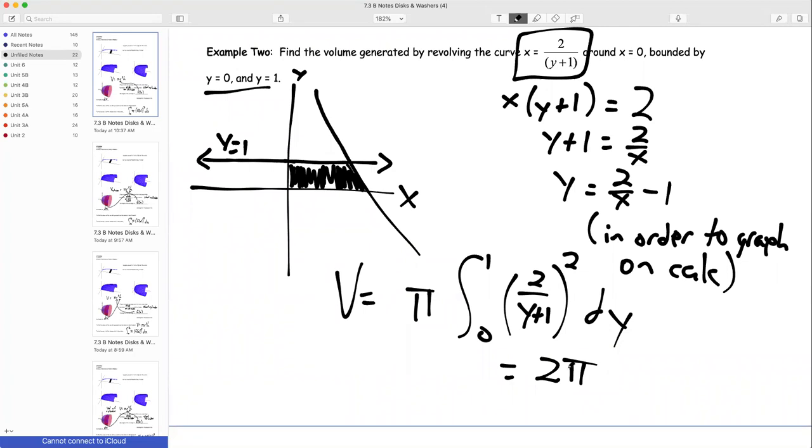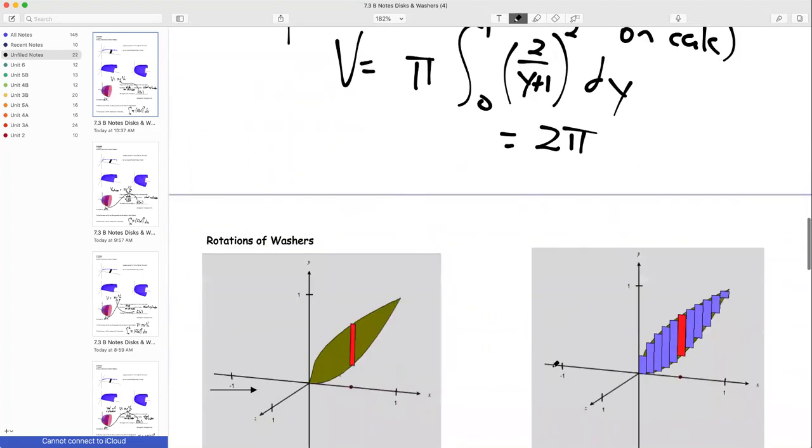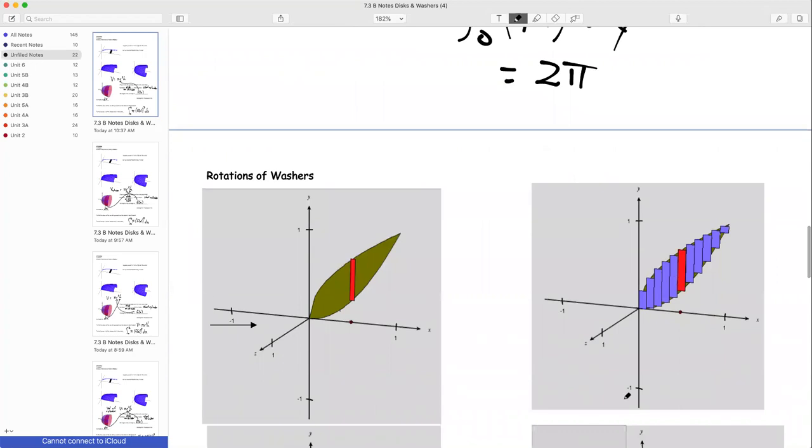Okay, let's look at the next page and talk about washers. And of course, a student asked me, what's a washer, Newhouse? And I'm like, something you put your dirty clothes in, right? I mean, I just couldn't resist that.